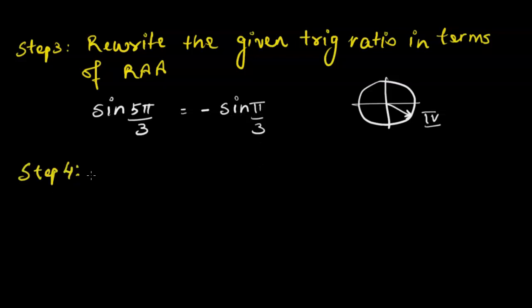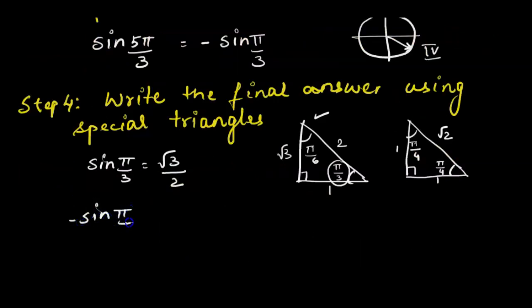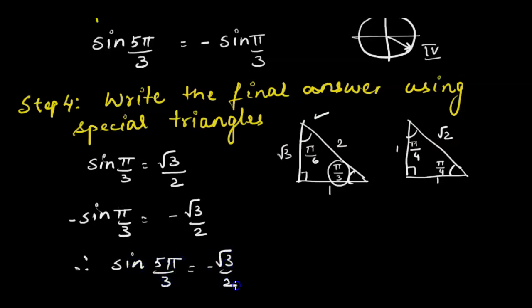Then comes step number 4, which is to write the final answer using special triangles. We know these are the two special triangles. Since we are looking for sine pi by 3, we would use this special triangle because this triangle contains the pi by 3 angle. Sine ratio is opposite over hypotenuse, so sine pi by 3 is root 3 by 2. Therefore, negative sine pi by 3 is equal to negative root 3 by 2. And as negative sine pi by 3 is the same as sine 5 pi by 3, the exact value of sine 5 pi by 3 is equal to negative root 3 by 2.